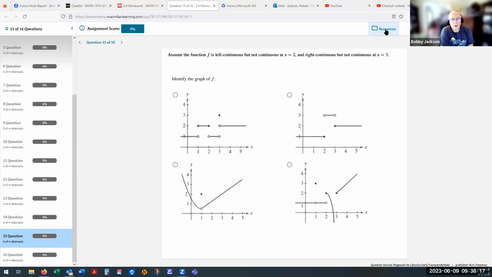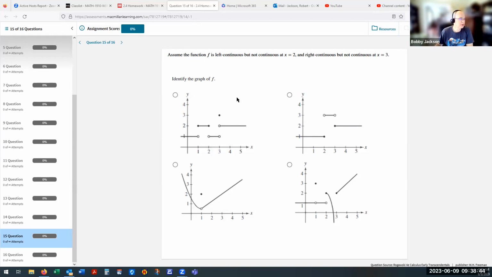Hey everyone, let's take a look at numbers 15 and 16 in section 2.4. They're just to choose the correct graph in each instance. We're given some information. The first one, number 15, I have up on the screen. Assume the function f is left continuous, but not continuous at x equal 2, and right continuous, but not continuous at x equal 3. Identify the graph of the function f.